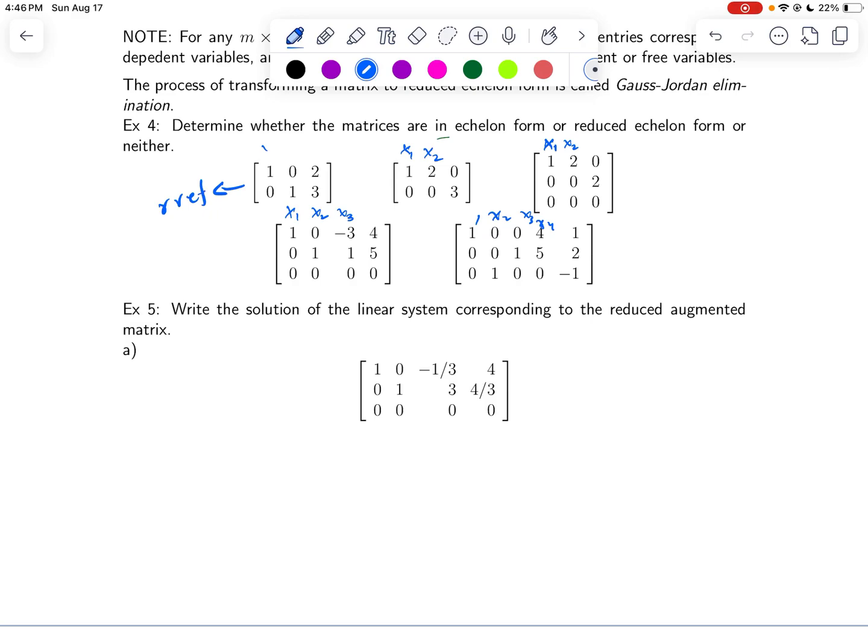Next one, so this is your diagonal. All entries below the diagonal are 0. Entries above the diagonal are not 0, but this is fine. Not all of the entries on the diagonal are 1. So this is echelon form, or EF. Kind of the same thing here. We have a row of zeros and it's at the bottom. The rest is similar to the second matrix here. So this is also in echelon form.